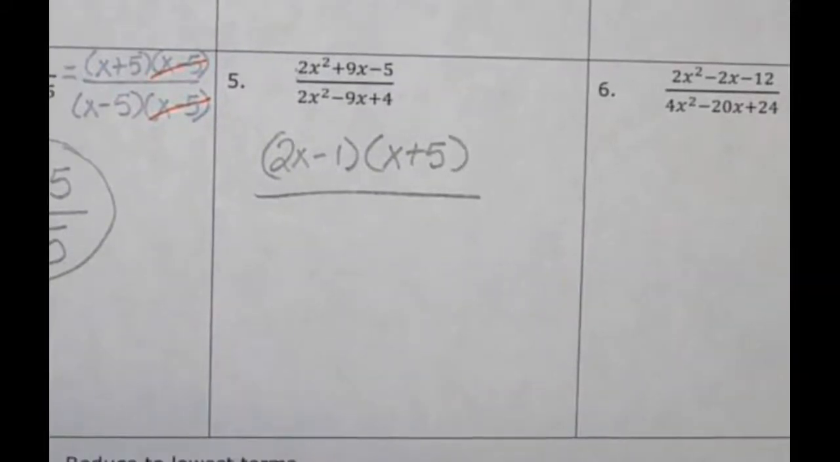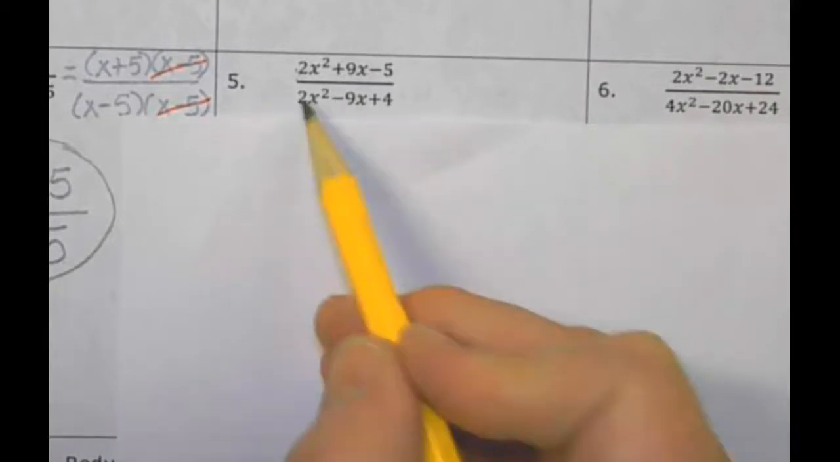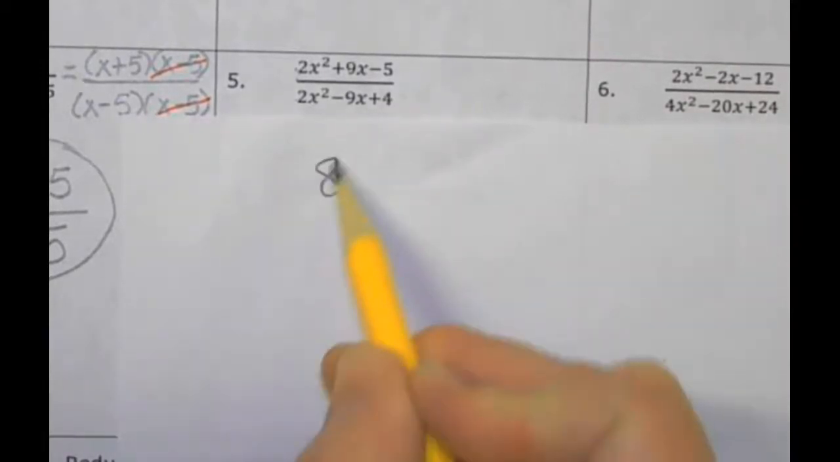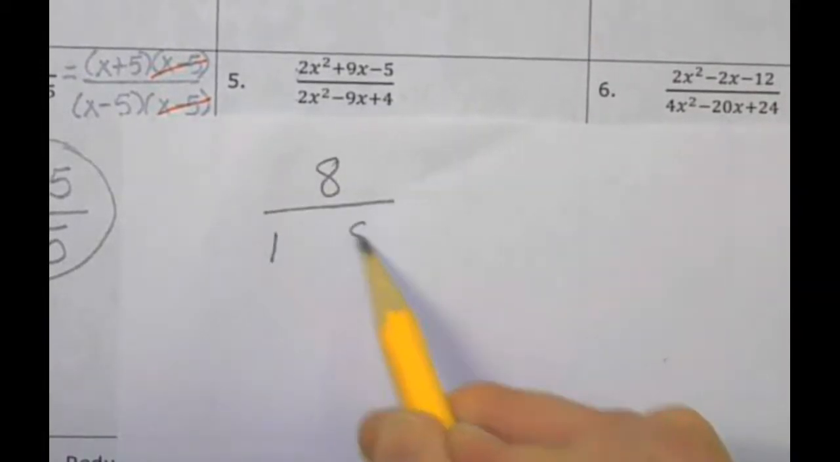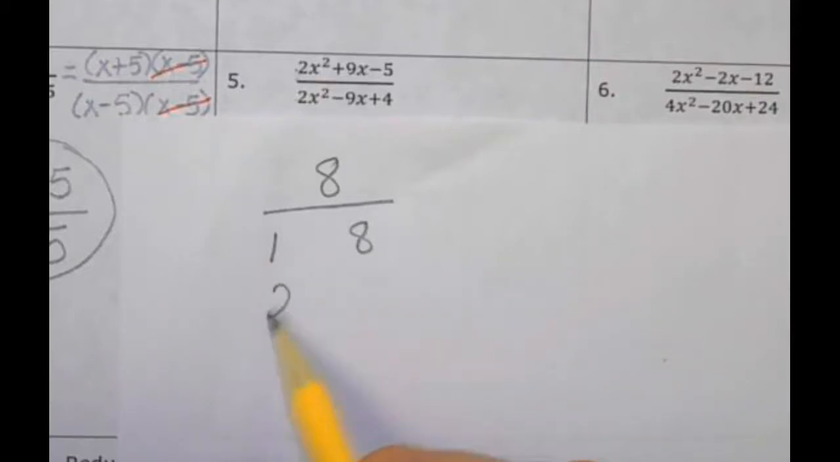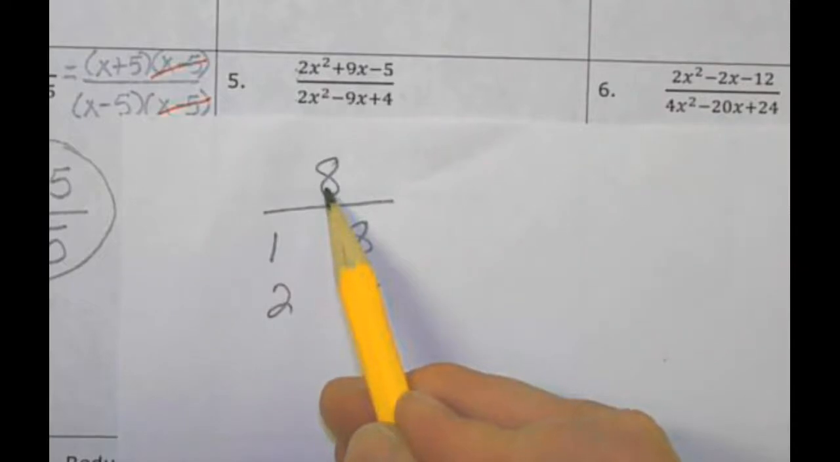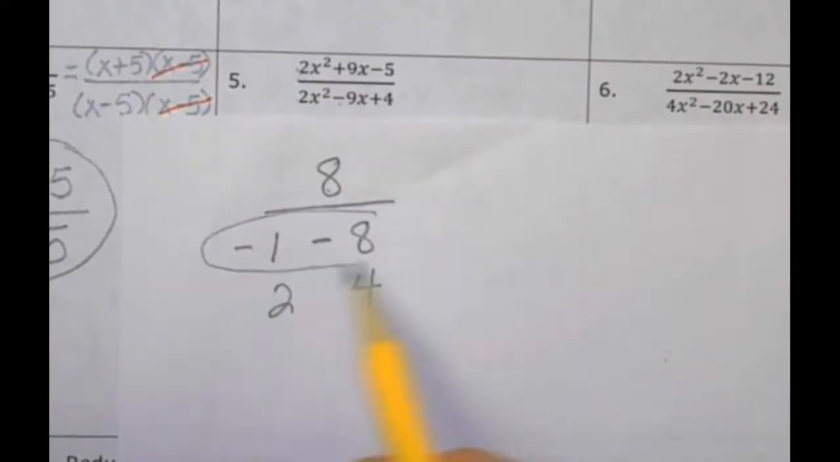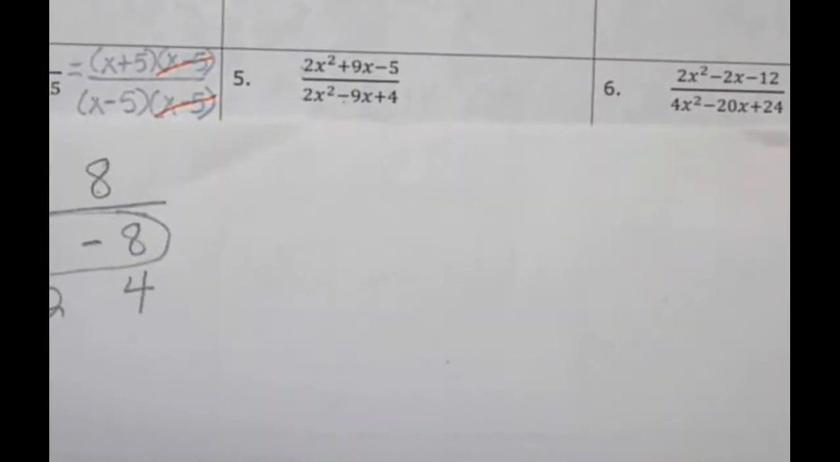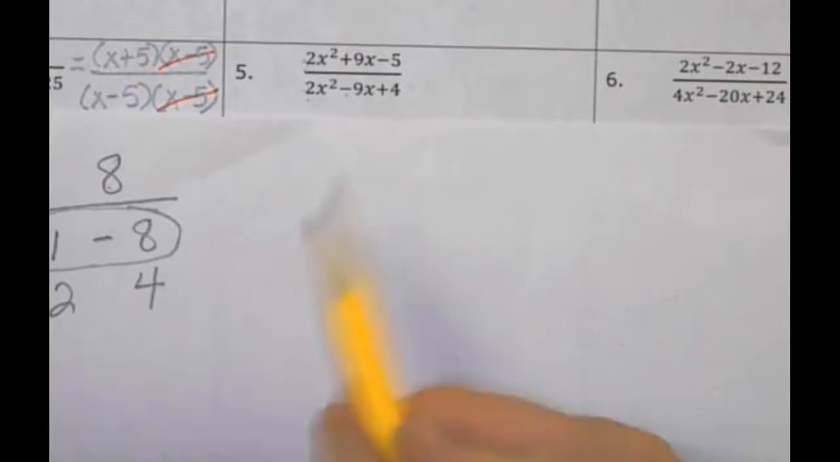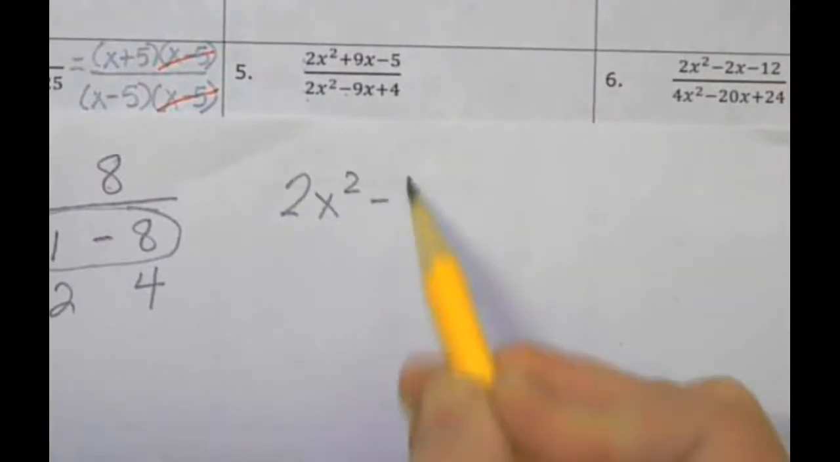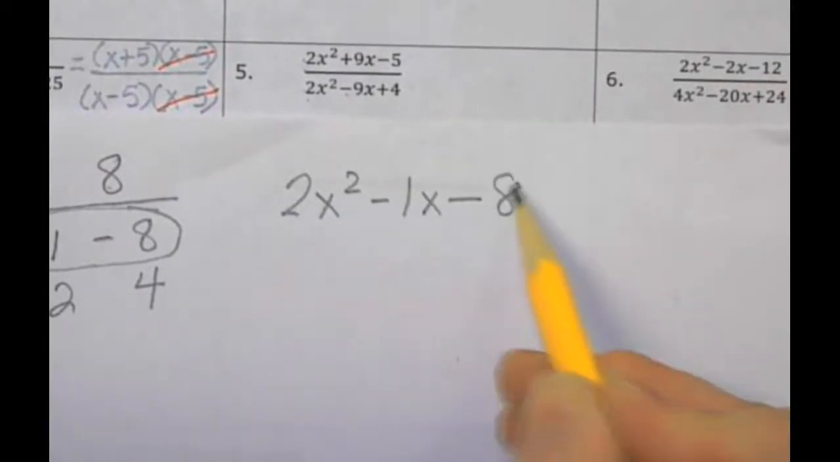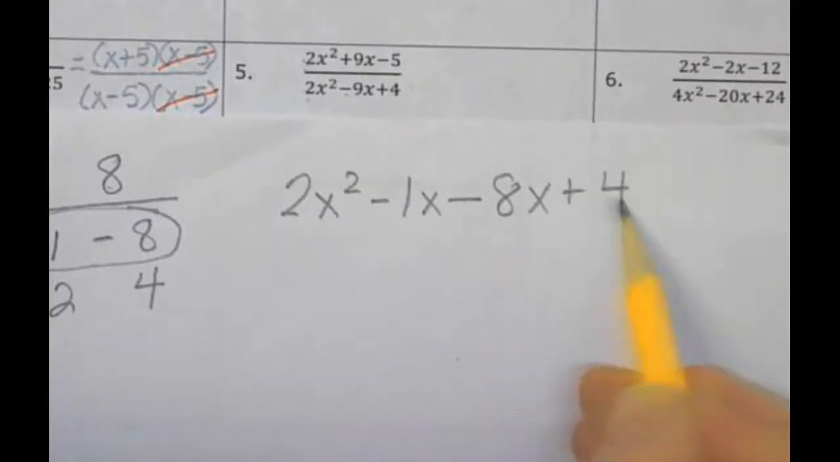The denominator is going to factor. 2 times 4 is 8. The factors of 8 are 1 and 8, and 2 and 4. Since this is positive, the signs have to be the same. Since this is negative, I need them to be -1 and -8. Again, this number right here is not 1, so I have to do the factor by grouping.